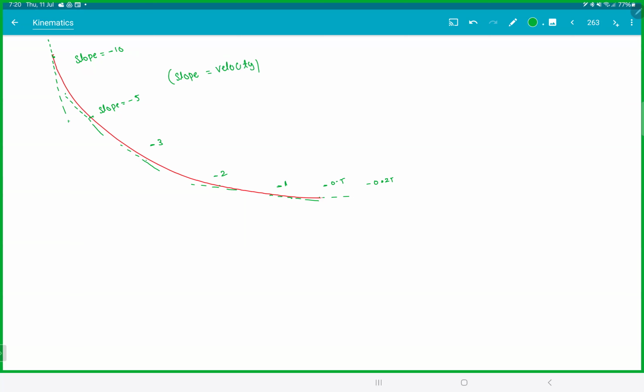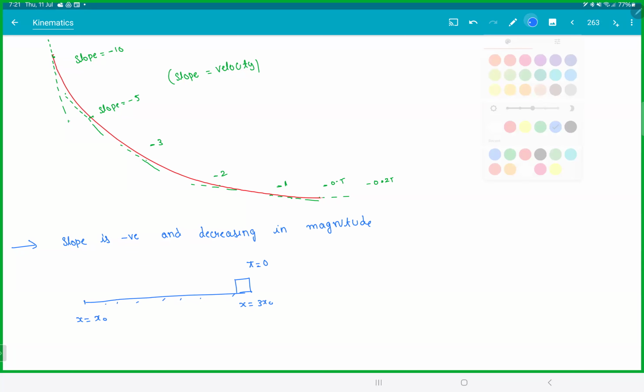Now from this, you can clearly interpret, first of all, the slope is always negative. If you talk about velocity, slope is negative and decreasing in magnitude. We're talking about magnitude, okay? Meaning, if you try to interpret this situation, this is what is happening. The body is starting from x is equal to 3x naught, t is equal to 0, and it is trying to go towards x is equal to x naught.